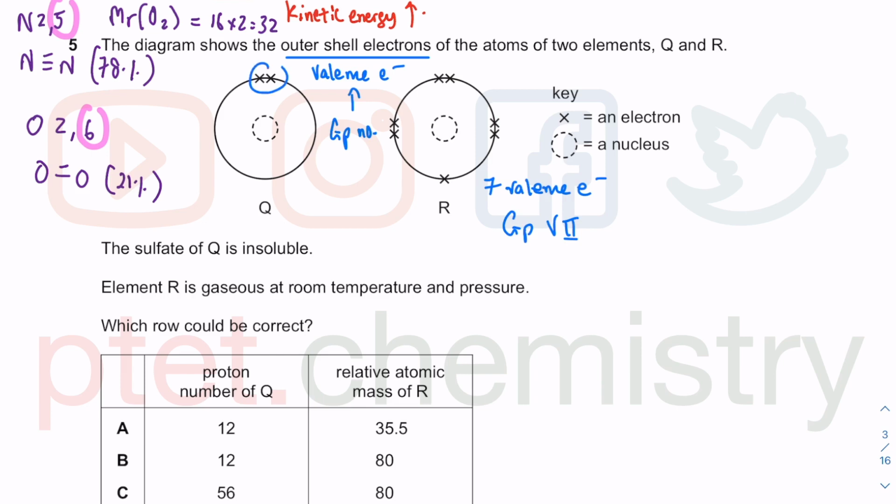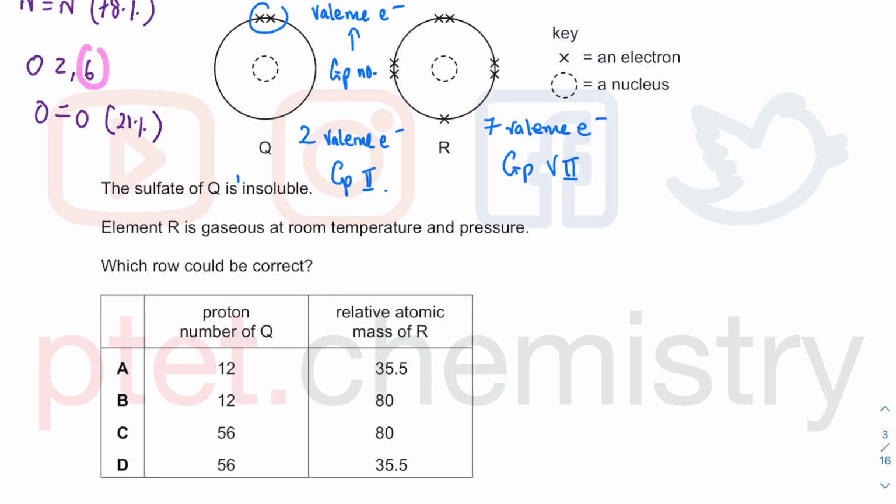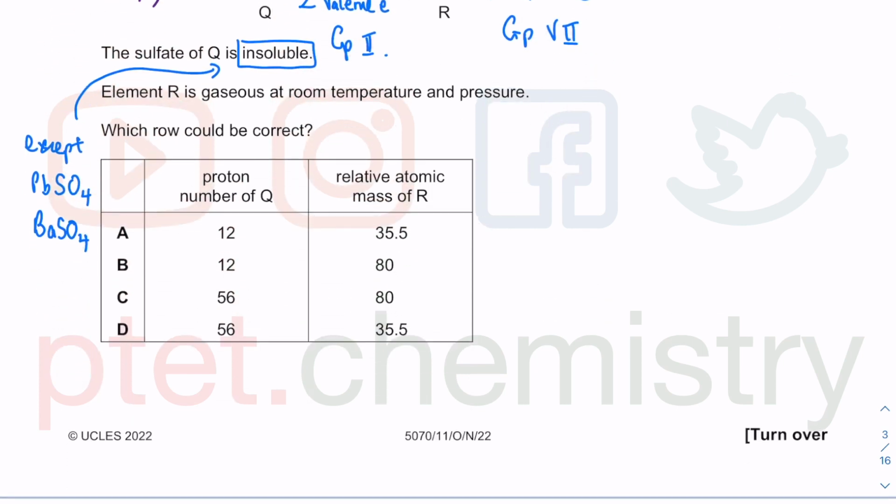Then we have Q. We see 2 outer shell electrons. We are tempted to think about group 2, perhaps. The sulfate of Q is insoluble. If you think about the solubility rules of sulfate, we say all sulfates are soluble except for lead(II) sulfate, Pb2+ SO4 2-, and barium sulfate. We saw the test for sulfate in the practical, production of this white precipitate with aqueous barium chloride or aqueous barium nitrate. We also have calcium sulfate. Having said that, a lot of the other group 2 sulfates might be soluble, but they are very sparingly soluble.